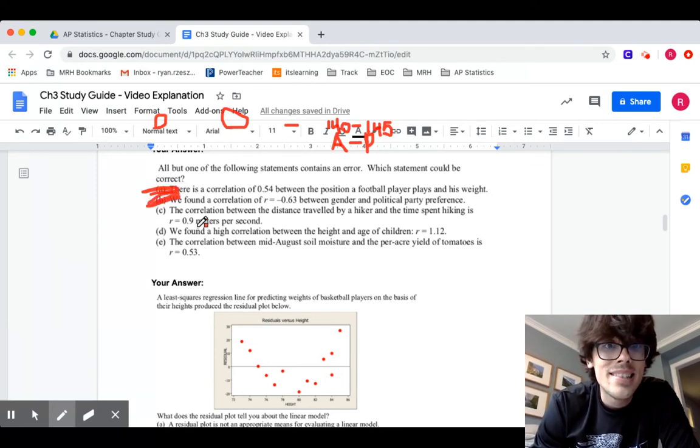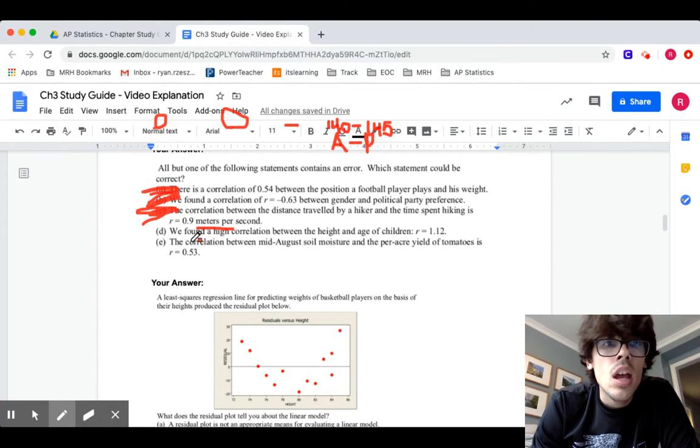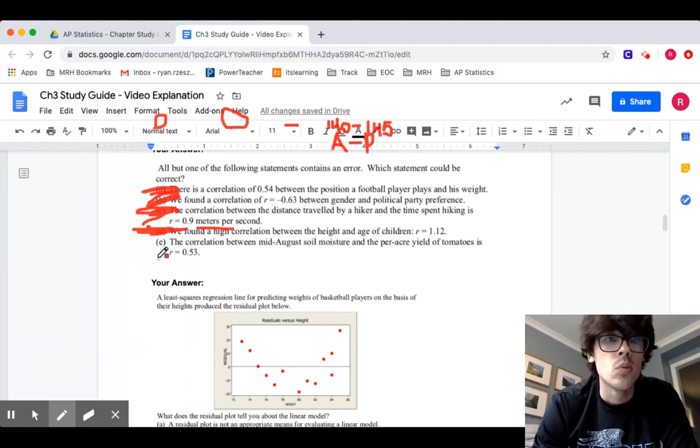C tries giving R units. That's not allowed. R is just a standardized kind of thing. D says the correlation is over 1, which is a really bad thing. Can't do that. It's always between -1 and +1. And then finally, E takes two quantitative variables, moisture and then yield, and it gives an answer that is reasonable, between -1 and +1. Correct answer on this guy is also E.